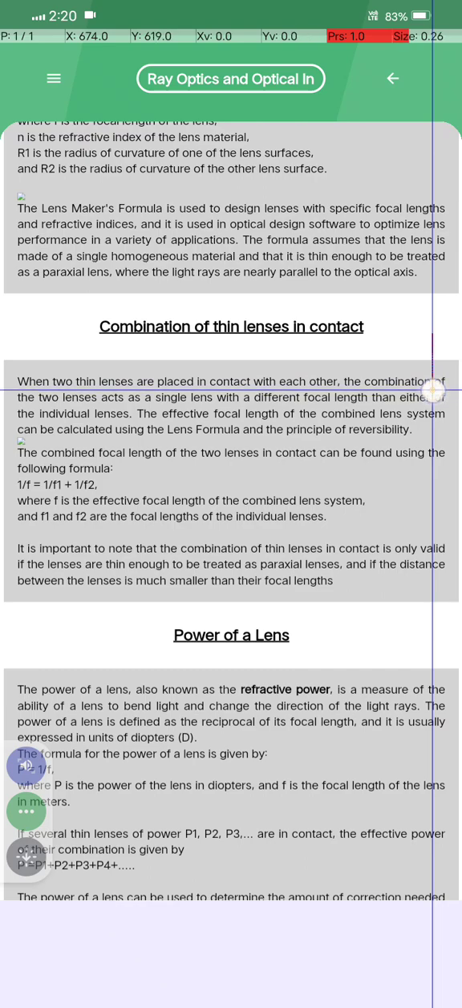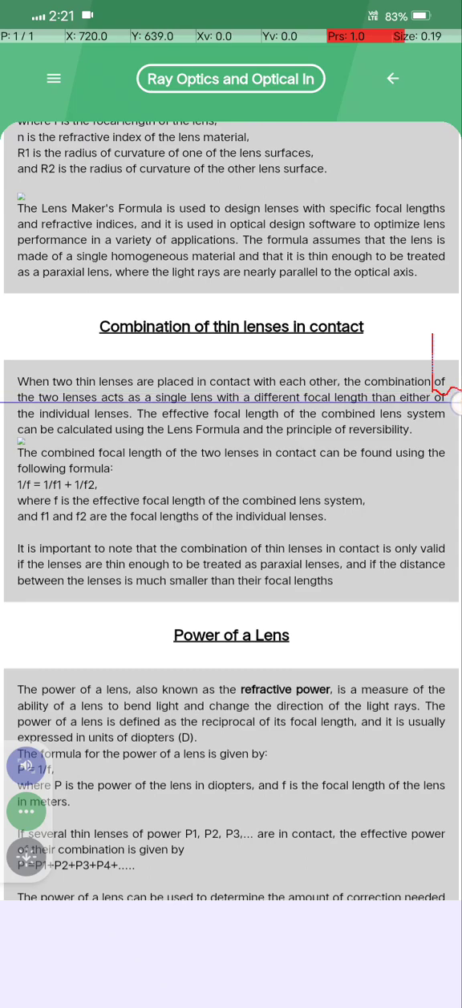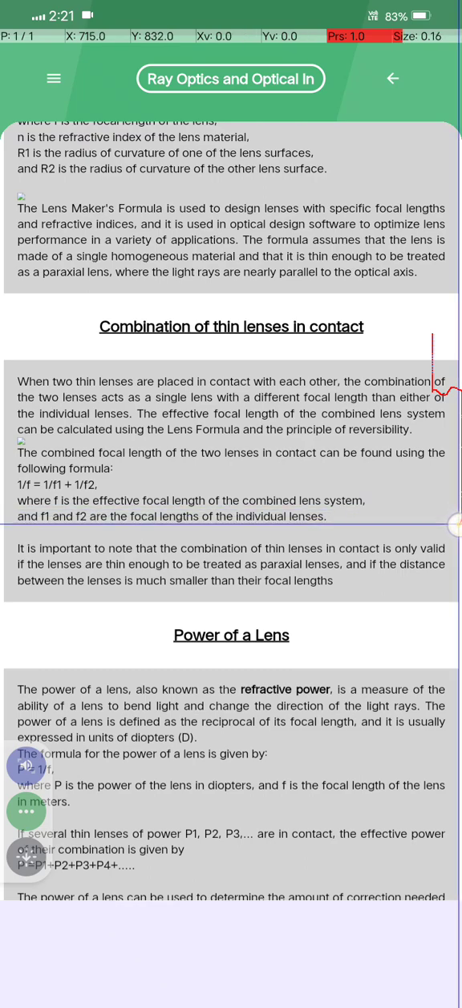When two thin lenses are placed in contact with each other, the combination of the two lenses acts as a single lens with a different focal length than either of the individual lenses. The effective focal length of the combined lens system can be calculated using the lens formula and the principle of reversibility. The combined focal length of the lenses in contact can be found using the following formula: 1 by f is equal to 1 by f1 plus 1 by f2, where f is the effective focal length of the combination of the lens system and f1 and f2 are the focal lengths of the individual lenses.